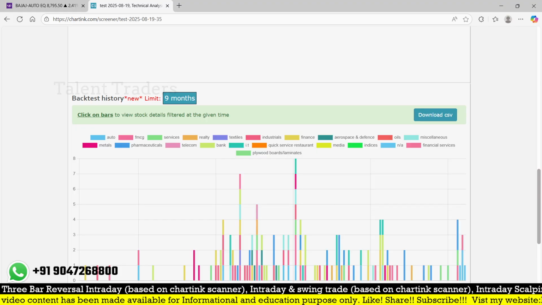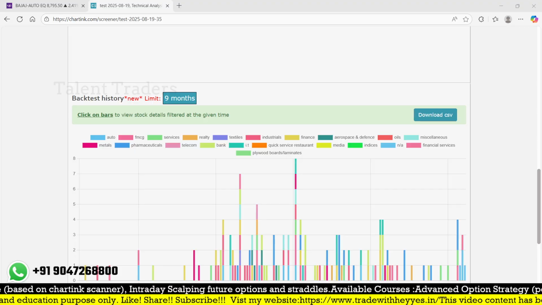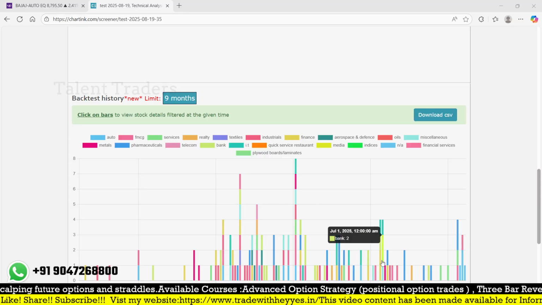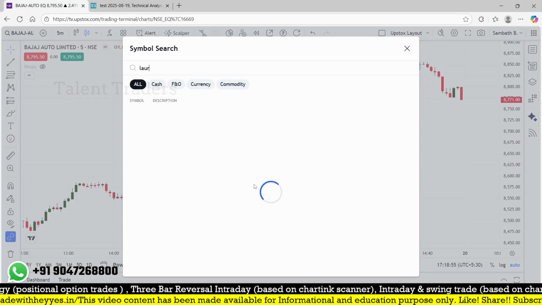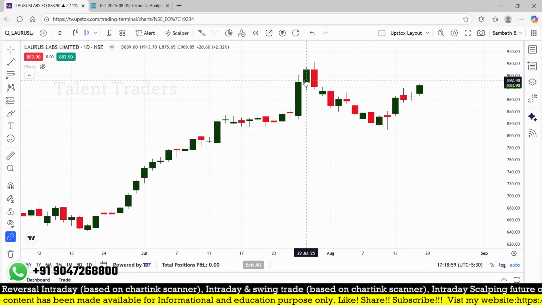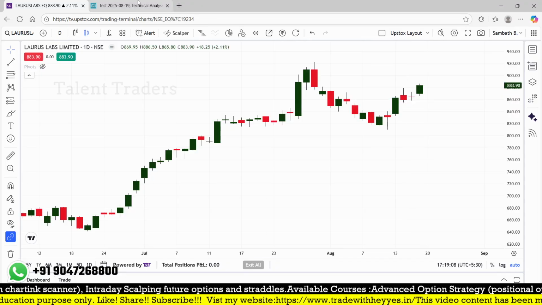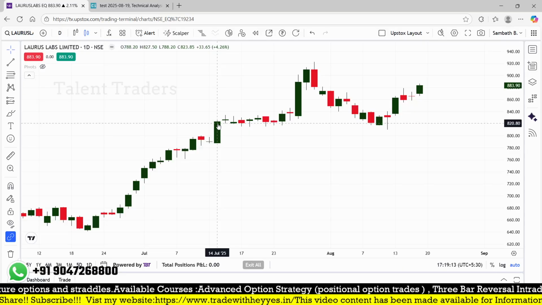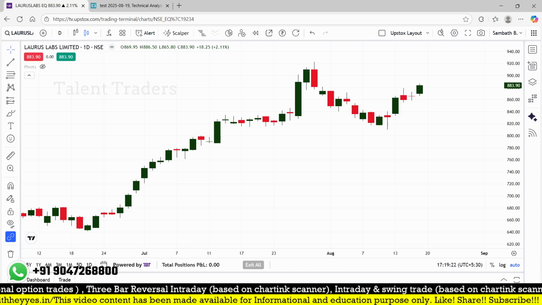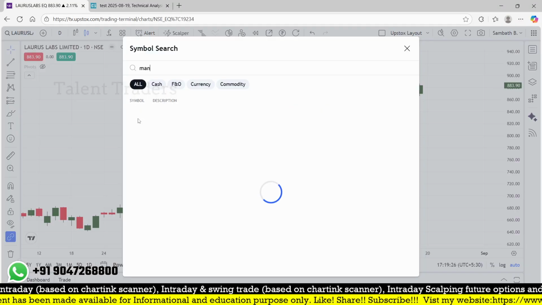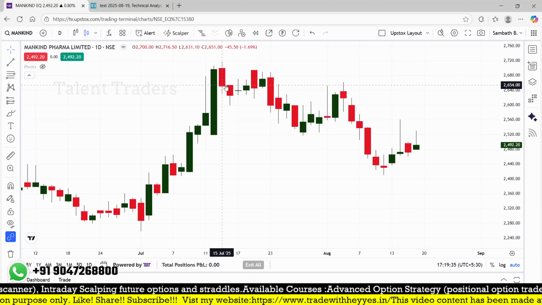Just a second. July, the recent 14th, Mankind and Laurus Labs on 14/7. We'll check it in daily. This is the 14th, I think. Here is the point. Next day it is very flat. Let me check. Yeah, this is the 14th. After the next day there is a down move, and after that it just keeps moving lower.